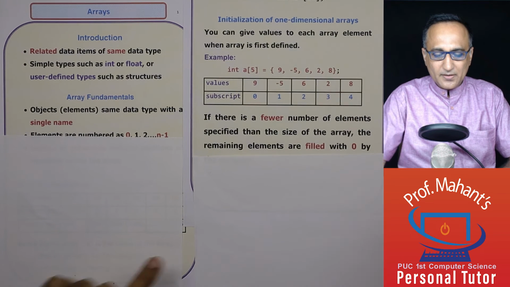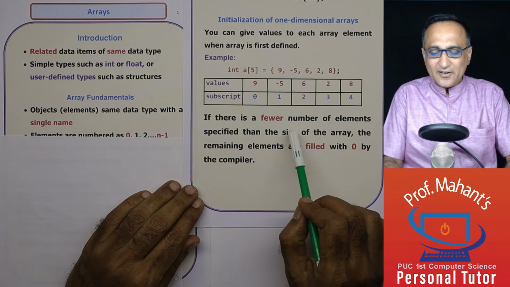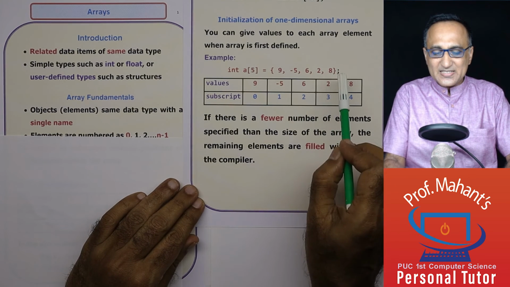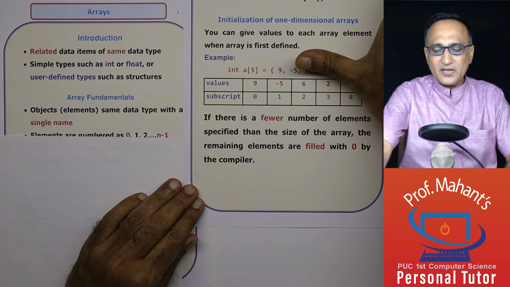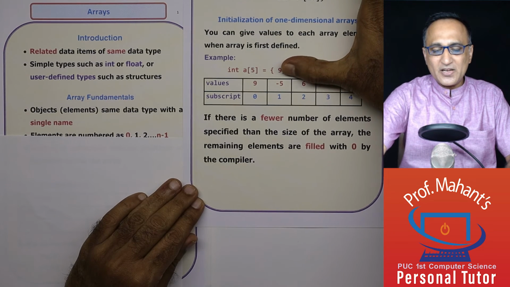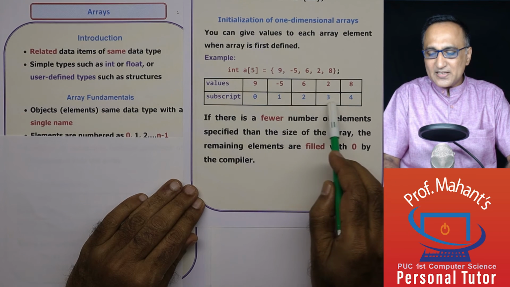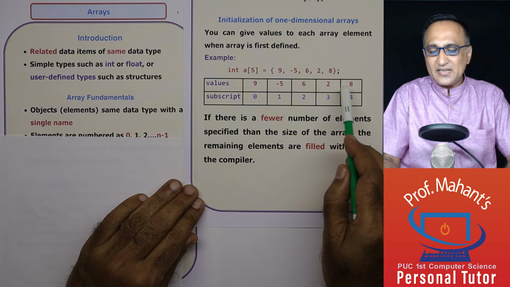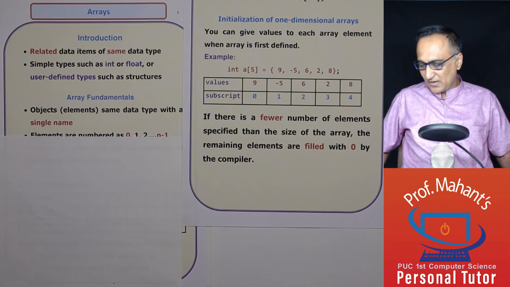Now, there's one thing you need to remember. Suppose I declare fewer elements than the actual size. Although I say size 5, I only give an initial value of 9 and I don't give anything after this. So the 0th position will get 9. All the other subscript positions will be automatically initialized with zeros. Alright, I hope that really makes it clear for you.